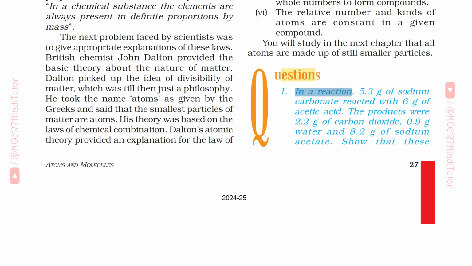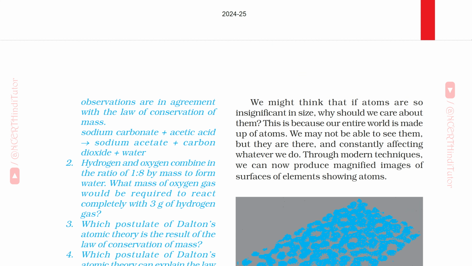In a reaction, 5.3 gram of sodium carbonate reacted with 6 gram of acetic acid. The products were 2.2 gram of carbon dioxide, 0.9 gram water and 8.2 gram of sodium acetate. Show that these observations are in agreement with the law of conservation of mass. Sodium carbonate plus acetic acid gives sodium acetate plus carbon dioxide plus water.